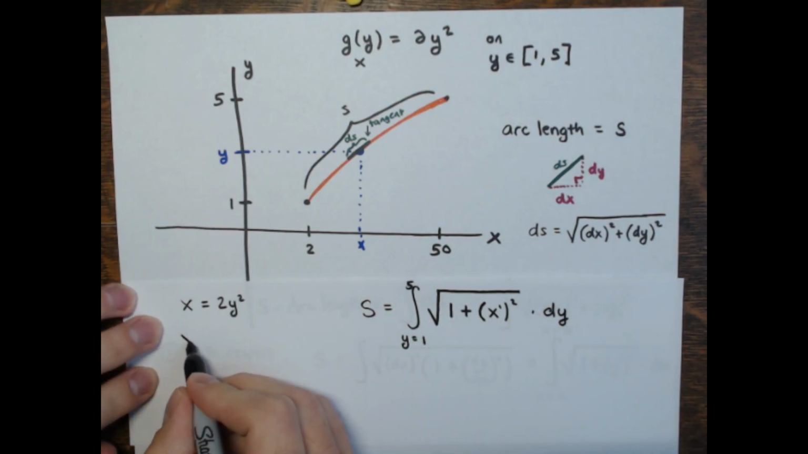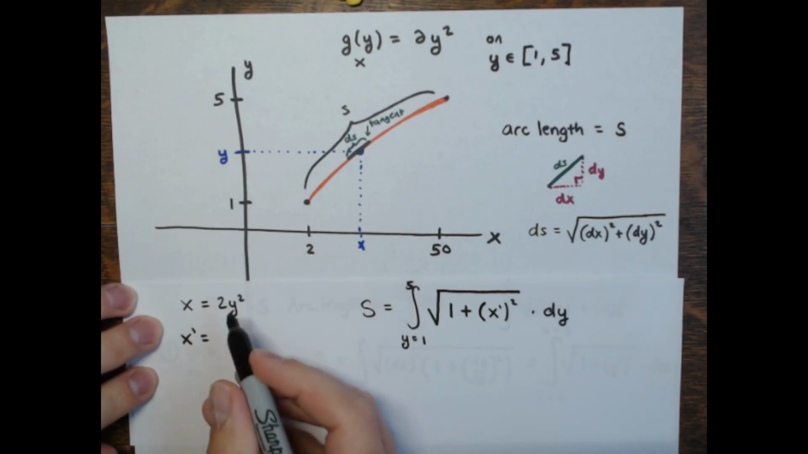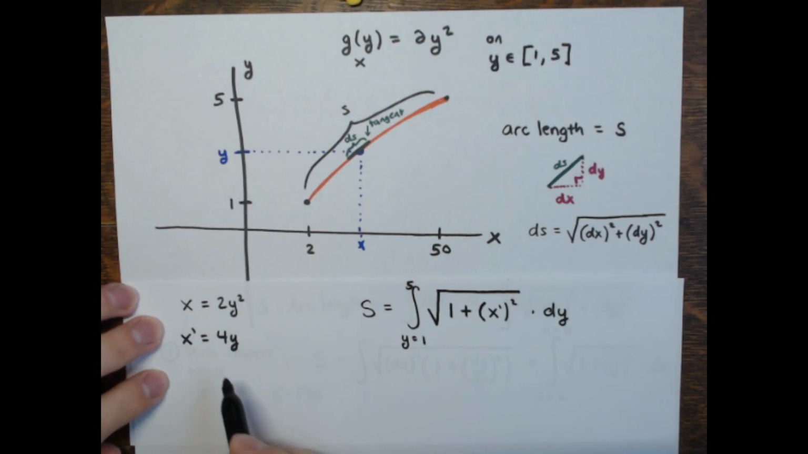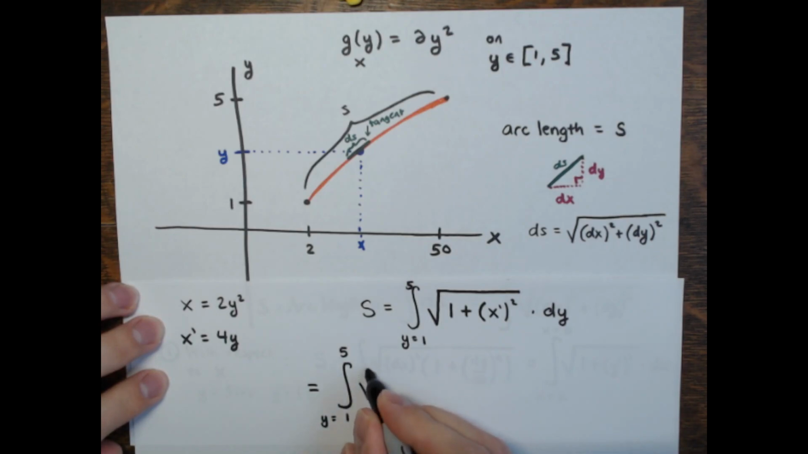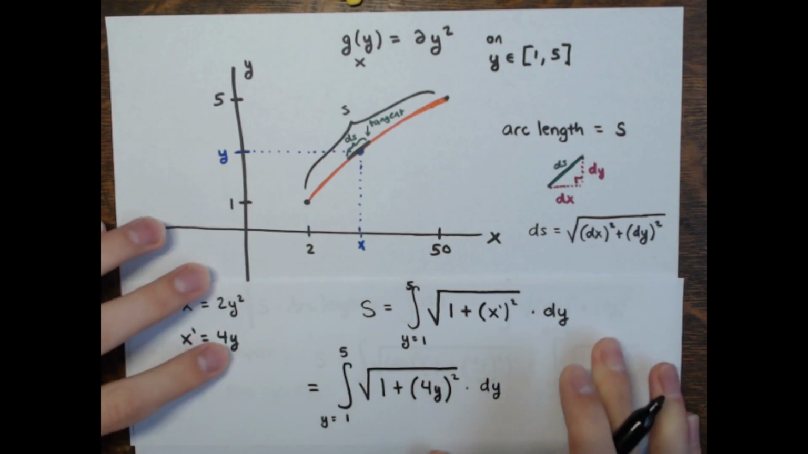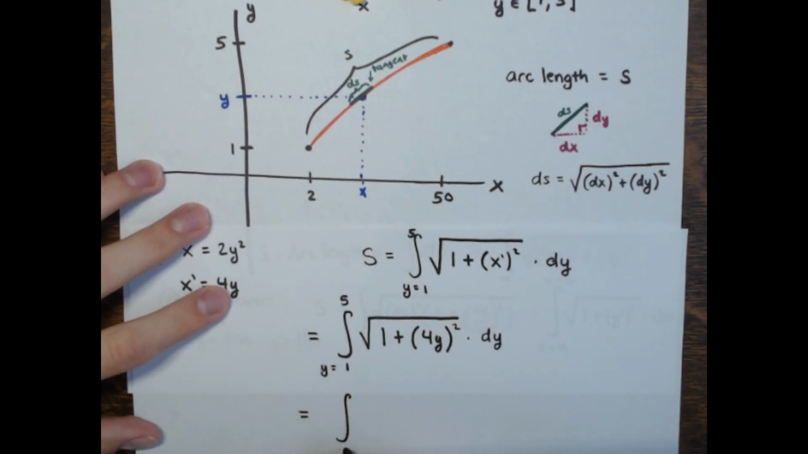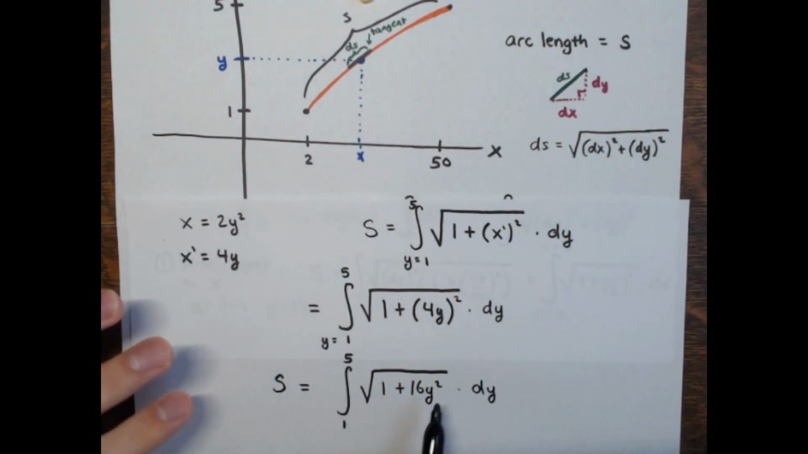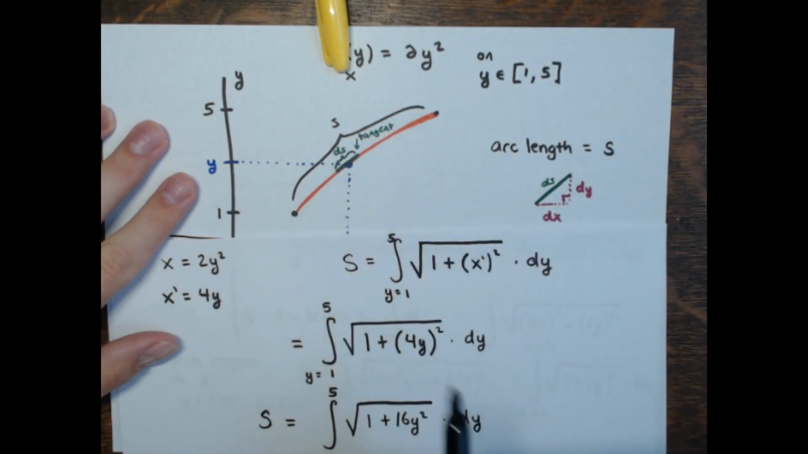All right, so what is x prime? If x is 2y squared, the derivative of x with respect to y would be just 4y. I'm putting 4y in here. So this is now the integral from y equals 1 to 5 of the square root of 1 plus x prime, which we said was 4y, being squared, times the dy on the outside. And simplify this a tad: the integral from y equals 1 to 5 of the square root of 1 plus 16y squared, and then the dy on the outside. So there's the arc length written as an integral. This would give me the length of that curve that I drew from this point to that point. How far did I travel?